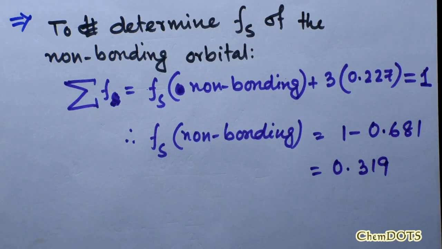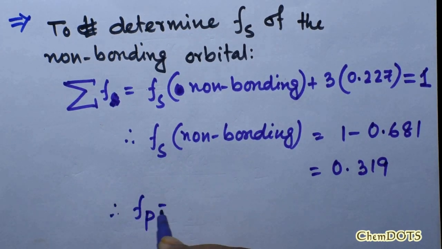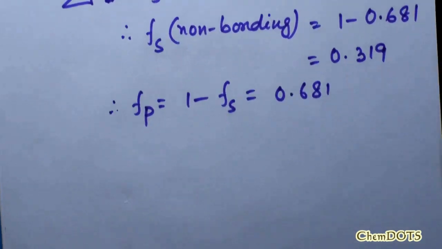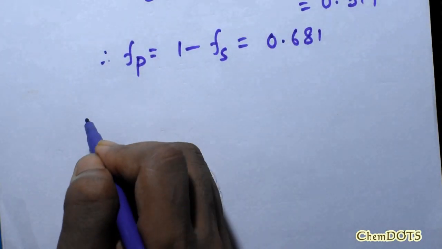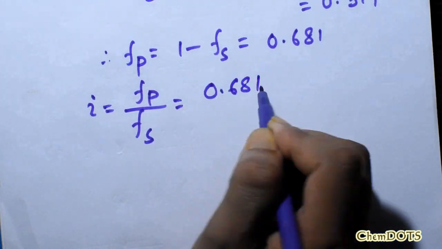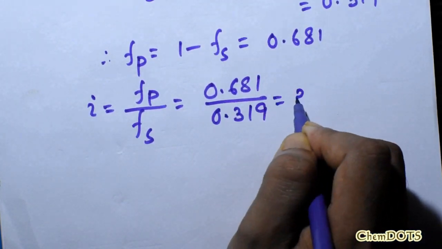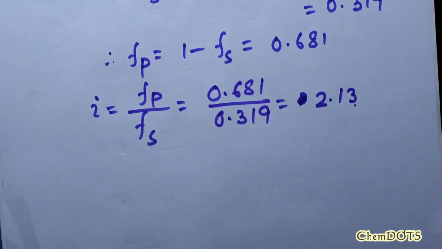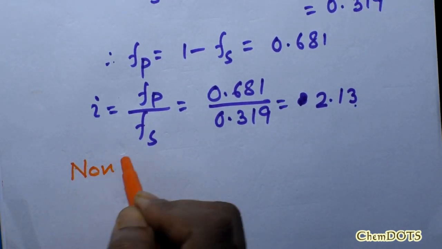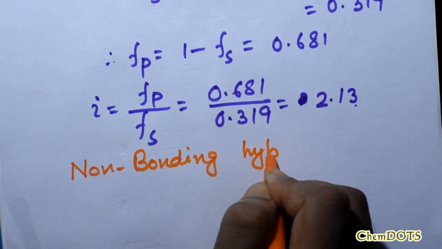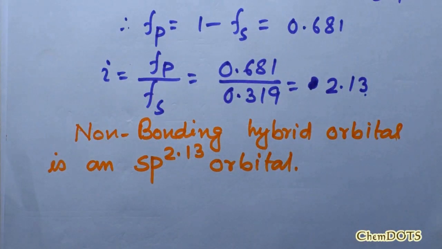So the percentage of S character here is 31.9 and the fraction of P character is 0.681. So I equal to Fp by Fs. So it will be 0.681 by 0.319. It is 2.13. So the lone pairs are in the sp2.13 hybridized orbital. That means the non-bonding hybrid orbital is sp2.13.